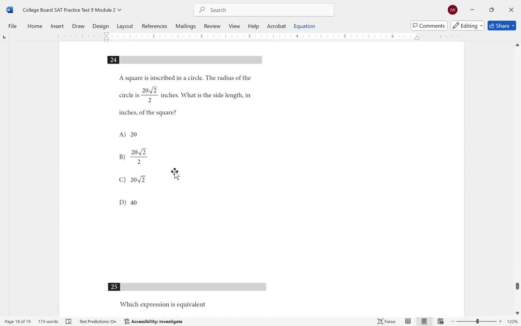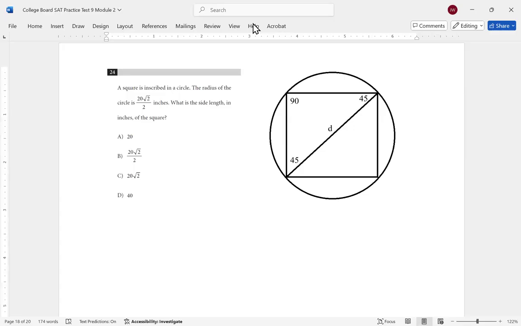Question 24. A square is inscribed in a circle. The radius of the circle is 20 times square root of 2 divided by 2 inches. What is the side length in inches of the square? Now, this one is going to be best if I draw a picture so I can see what's going on. So I'm going to draw a picture and then drop it into this Word document. So this is the picture, and I've added a couple of labels.